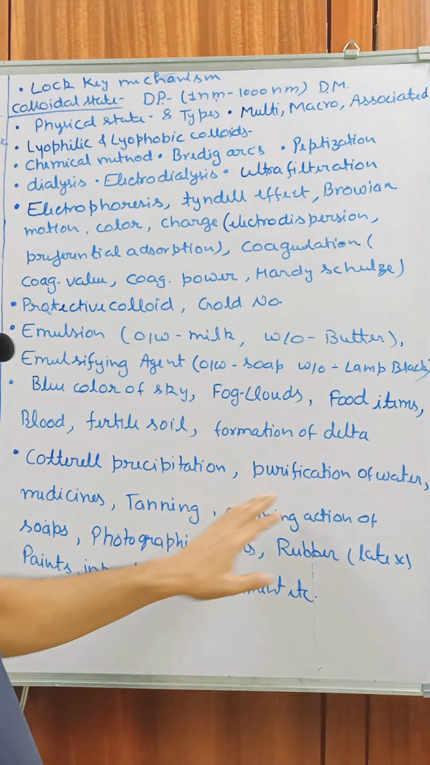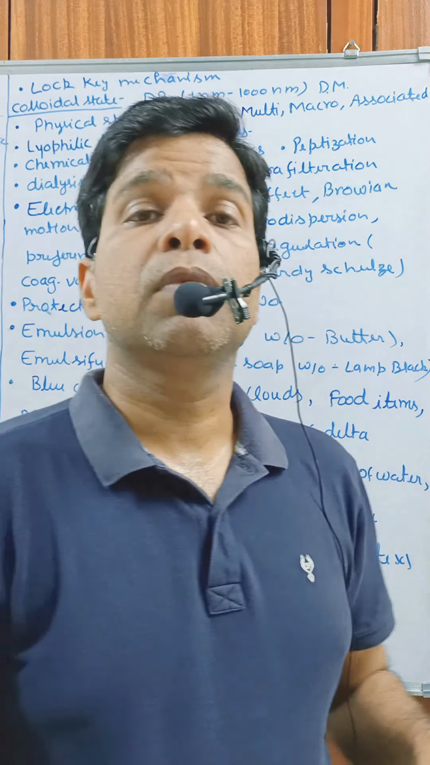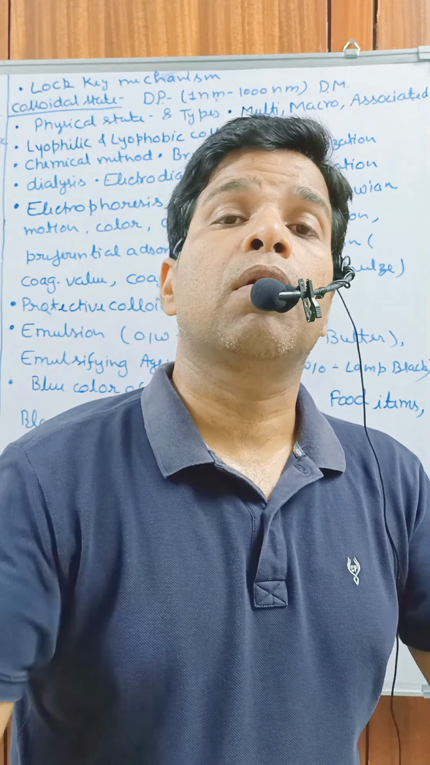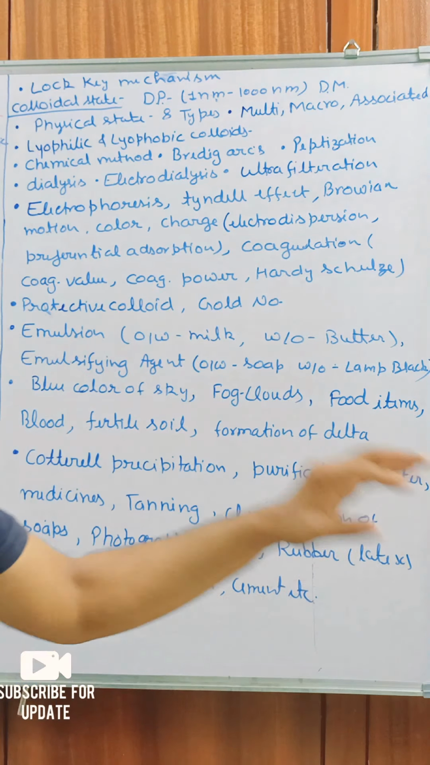Next, we have the purification of water. Water has colloidal impurity. What do you do? You add alum. It will coagulate all the impurity, the impurity will settle down, and we can purify the drinking water.